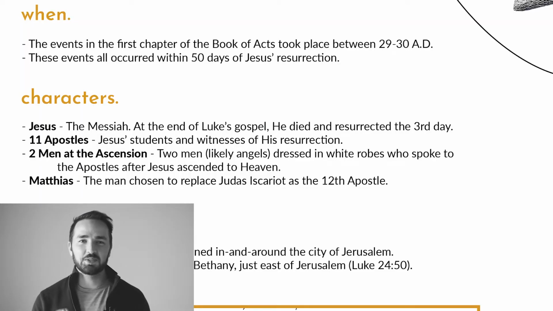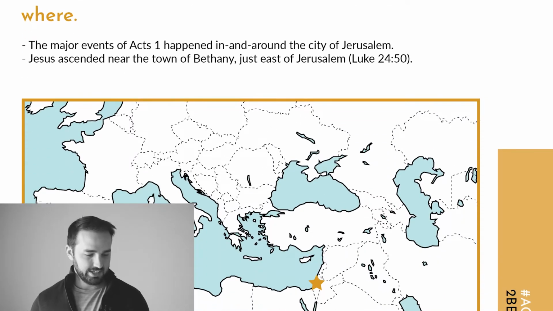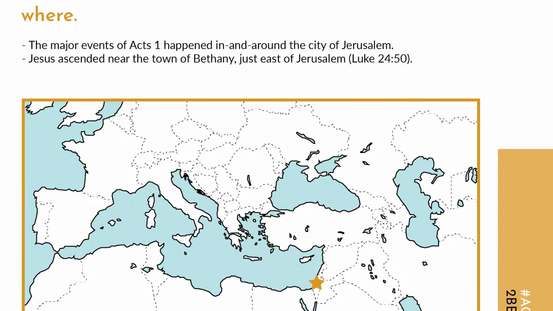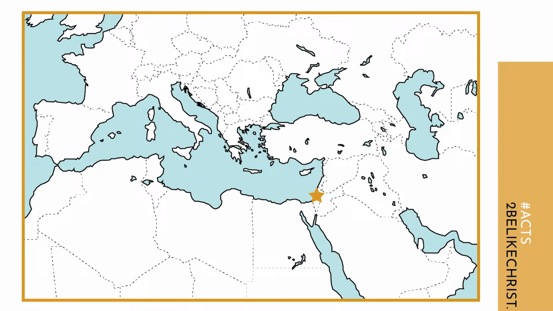Matthias was the man who was selected to become the 12th apostle. You might say, wait, I thought there were already 12. Well, we'll talk about that in a second. Where did the events of Acts chapter 1 take place? Well, all of this happens in and around the city of Jerusalem. The Bible tells us that Jesus ascended back to heaven around the town of Bethany, which was just to the east of Jerusalem.